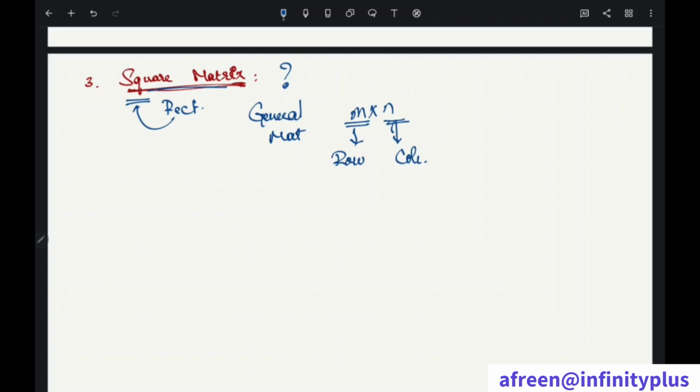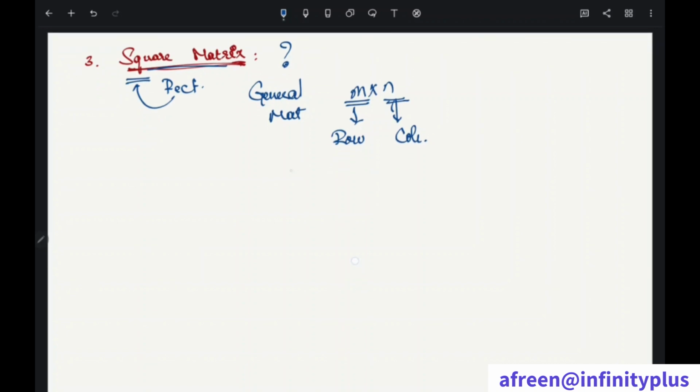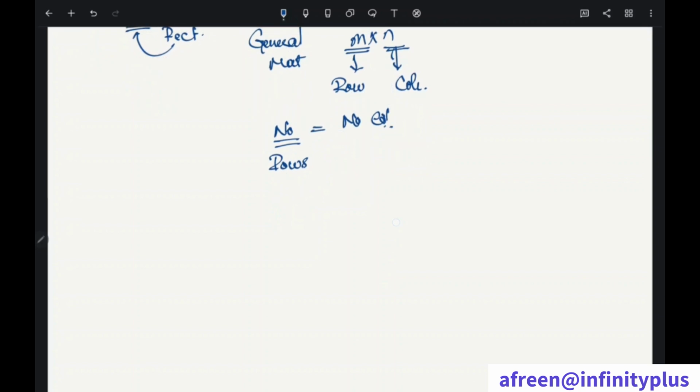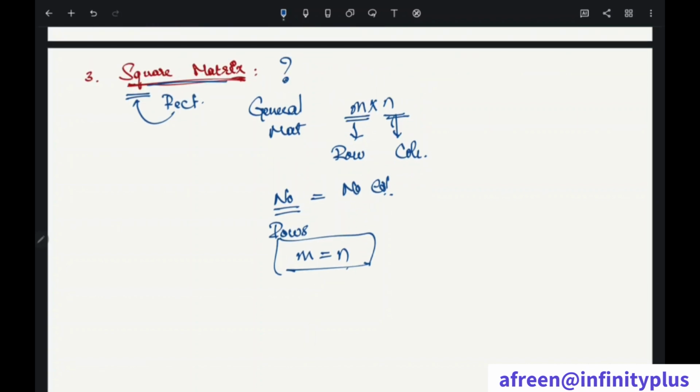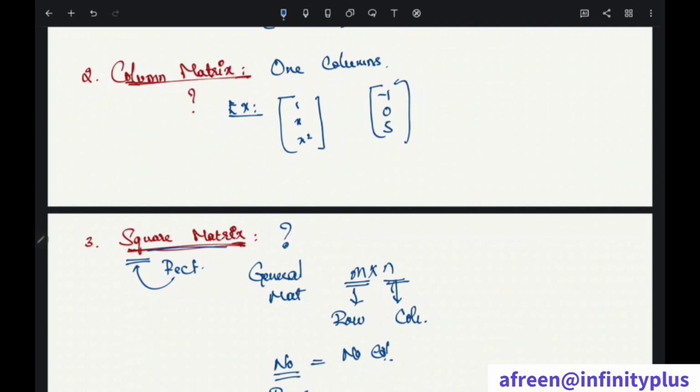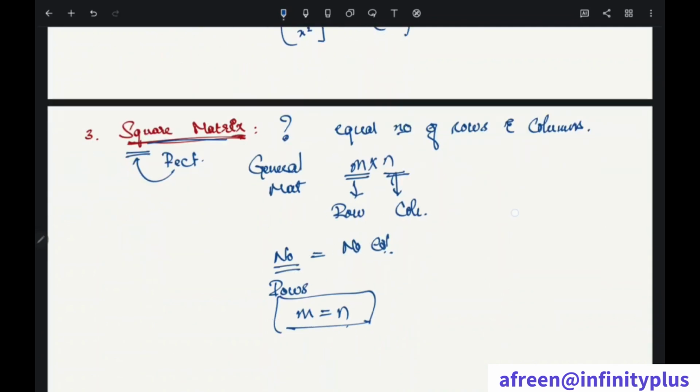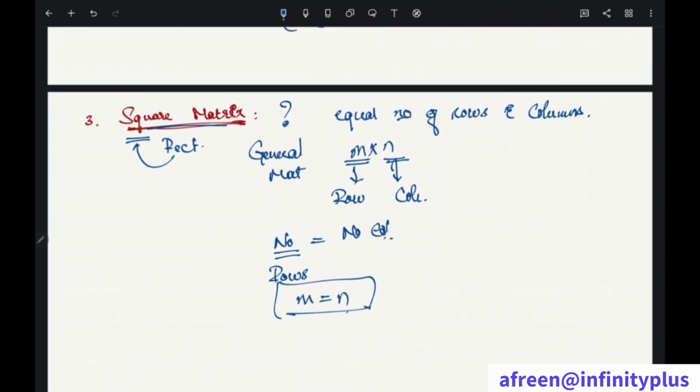If you have taken an m cross n matrix, and the number of rows in the matrix is equal to the number of columns, then you will get m is equal to n. So this is the condition for any matrix to become a square matrix. Any matrix having an equal number of rows and columns is said to be a square matrix. So you have understood a square matrix.